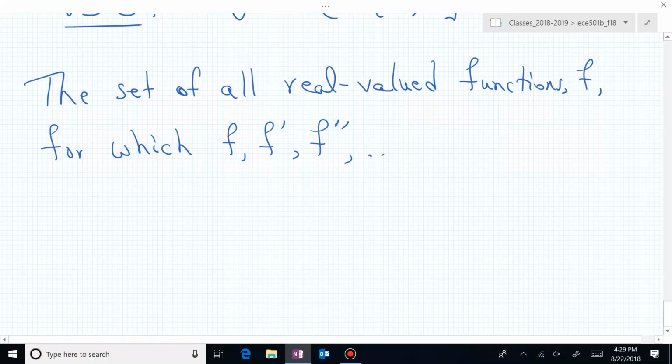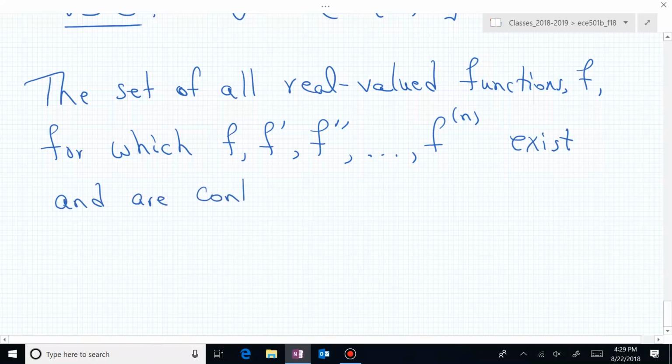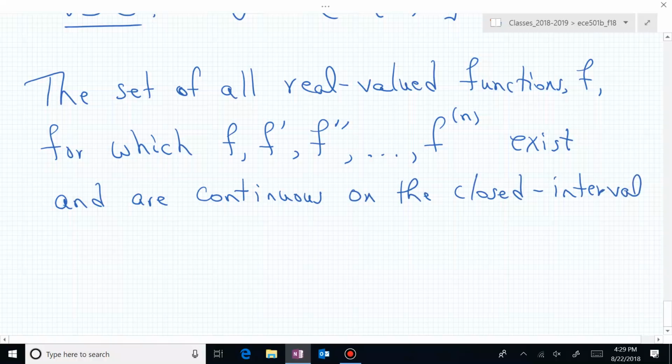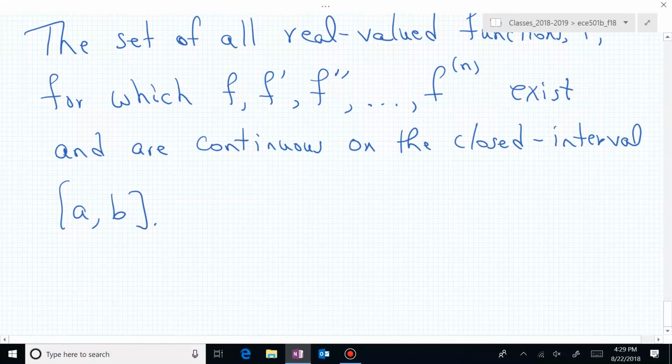So now we're differentiating n times. Those derivatives exist and are continuous on the closed interval A comma B. Those are infinite dimensional vector spaces.